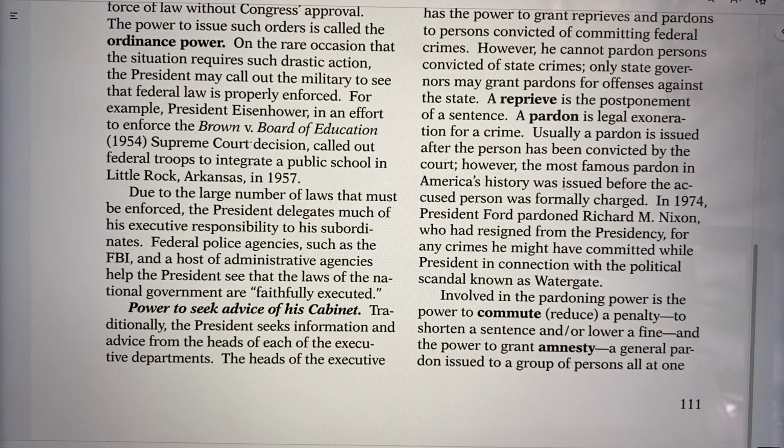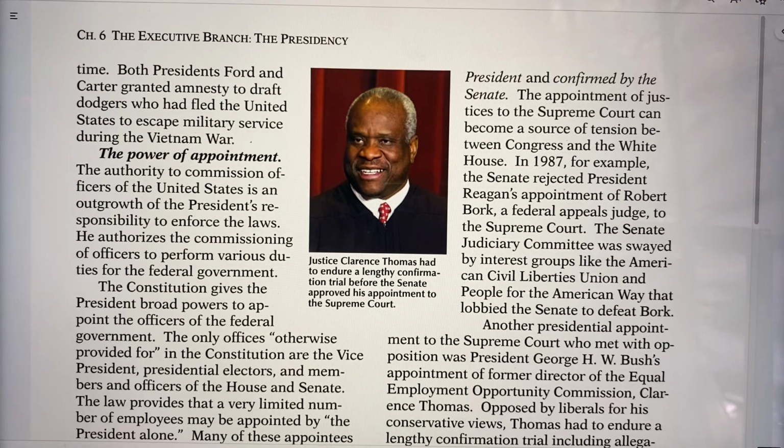So let's go on to the next, which talks about the power of appointment. This is a big power of the president. The power of appointment, appointing what? To commission officers of the United States is important. So they can appoint officers of the United States military and officers for various duties in the federal government. The Constitution gives a broad power to appoint officers, only offices otherwise provided for.